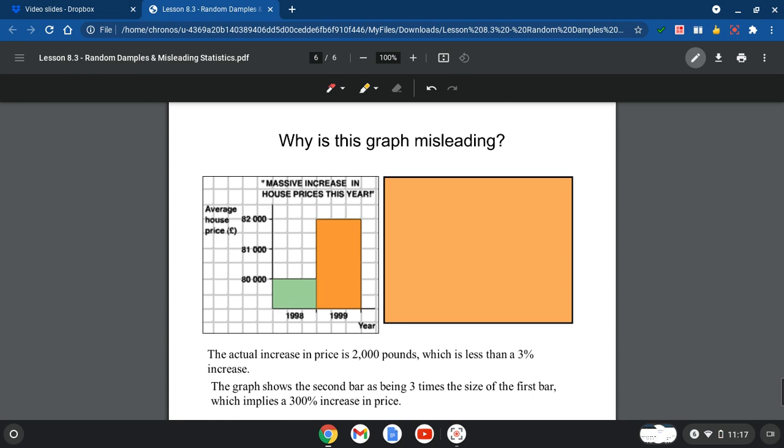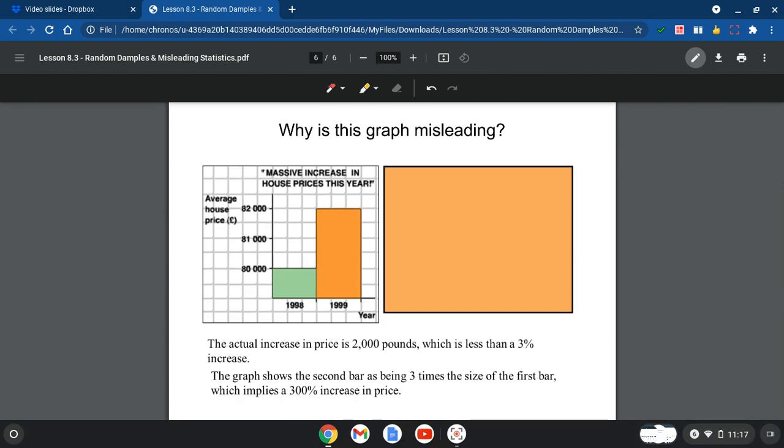Let's take a look at this graph. Why is this graph misleading? Well, if we go through those questions, we will see that the vertical axis begins at 0, yet the intervals are not the same. Where the first interval from 0 to 80,000 rises by 8,000, the next interval goes up by 1,000. That is inaccurate.